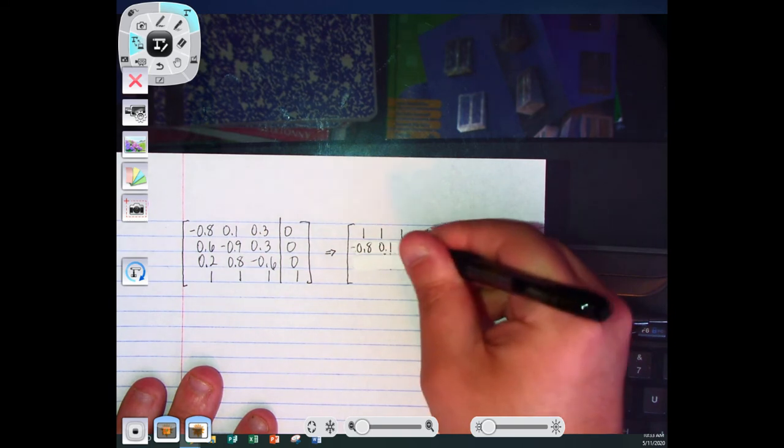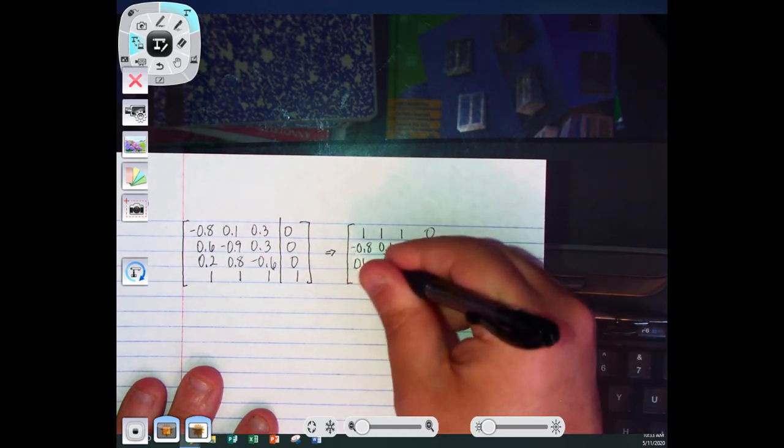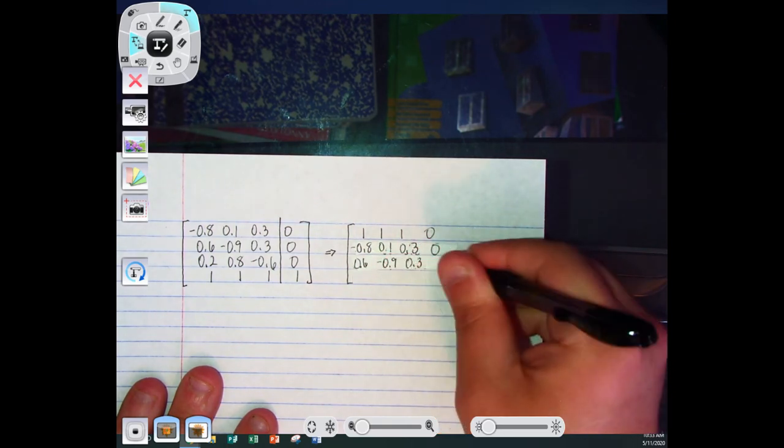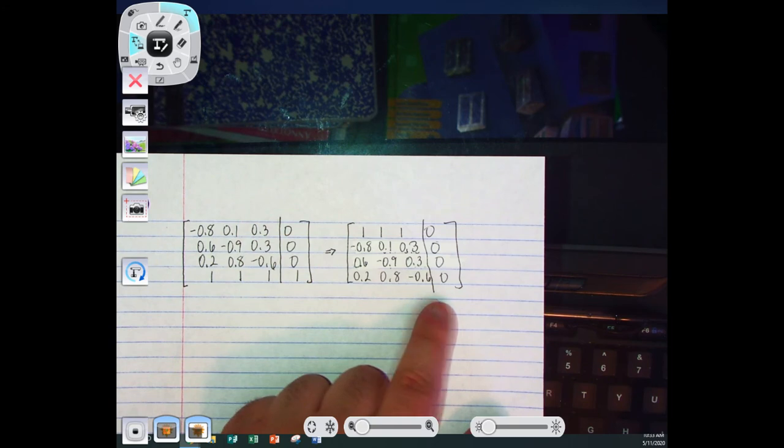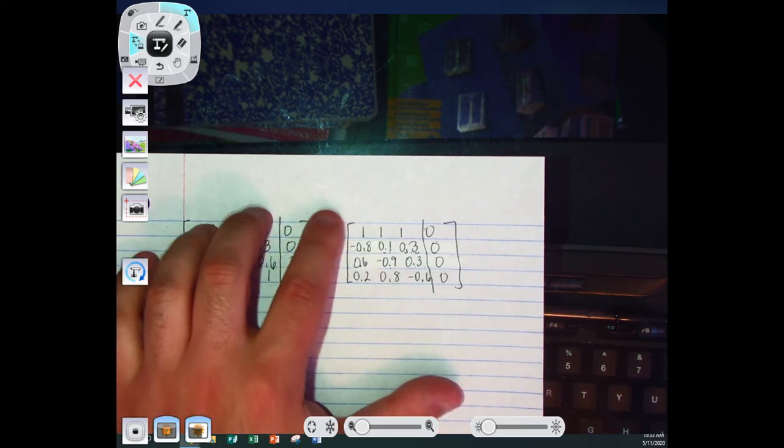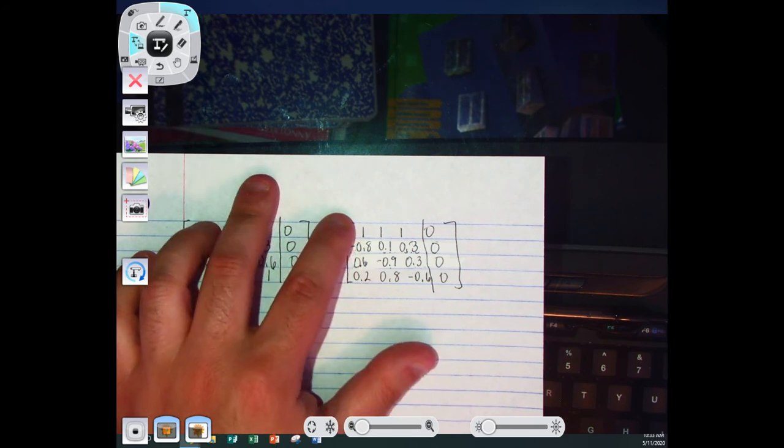Let me go back and fix that really quick because I just made a mistake. I was trying to copy over rows. Okay. So, negative 0.8, 0.1, 0.3, 0, 0.6, negative 0.9, 0.3, 0, and then 0.2, 0.8, negative 0.6, 0. If I set it up this way, it's going to be easier because we've already got the 1 in the top left entry. So now we can use our row reduction method, the Gauss-Jordan method, to simplify this matrix.